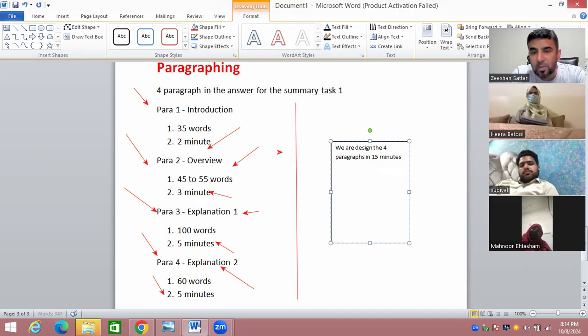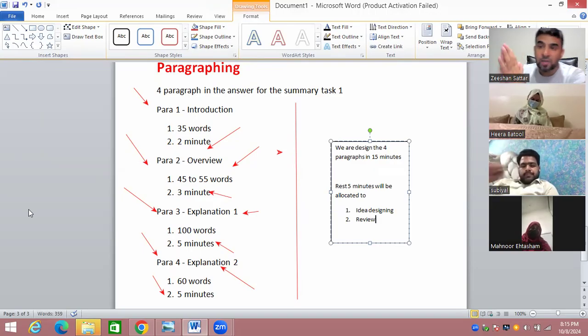So where are the rest of the minutes going? The rest 5 minutes will be allocated to number 1, idea designing in the start, and number 2, review of the whole write-up that we have designed. So it is about the structuring of the summary.